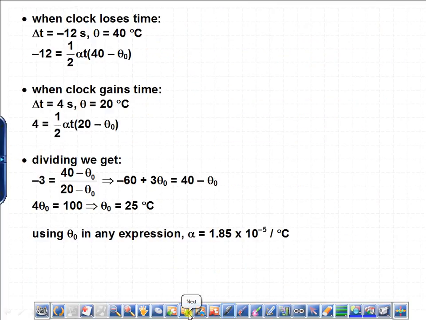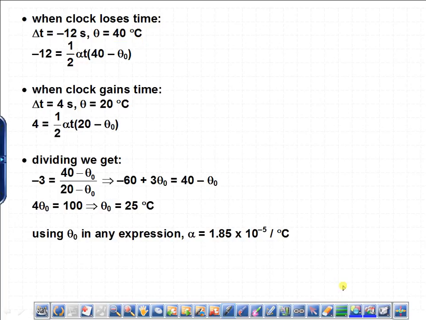Making use of the first condition, that is when the clock loses time. When the clock loses time, it is not going to show the actual time but lesser than what is the actual time. So delta t is 12 seconds, and the negative sign indicates it is losing time. At that time the temperature was 40 degrees Celsius. So that gives us the framing of the first equation.